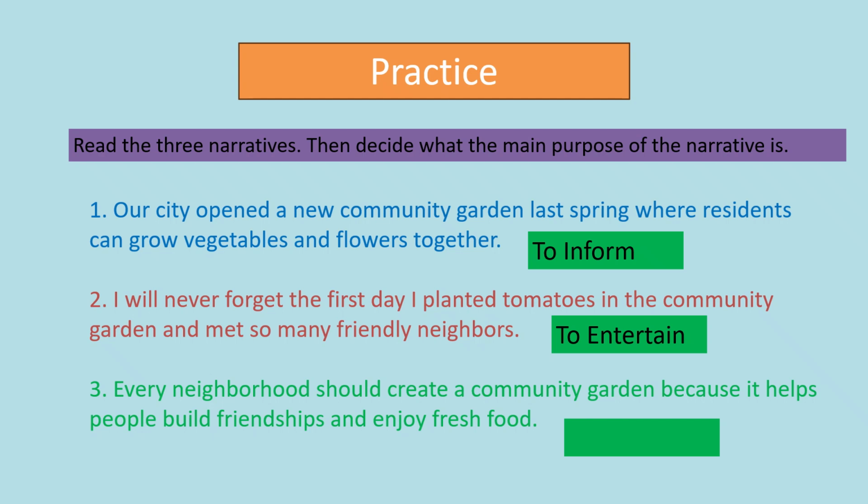The third one is to persuade. Every neighborhood should create a community garden. It is like a call to action. It is to persuade us.